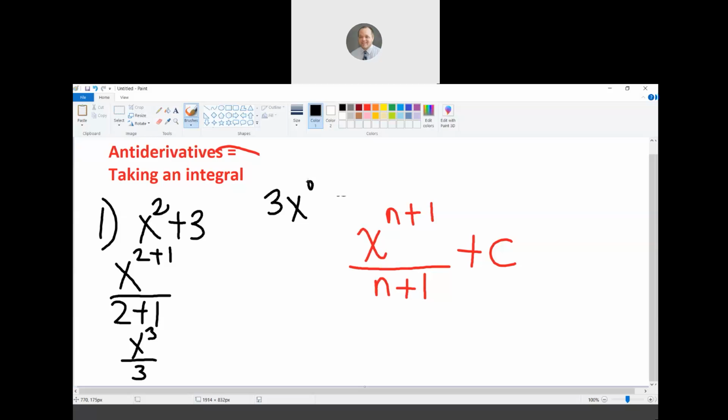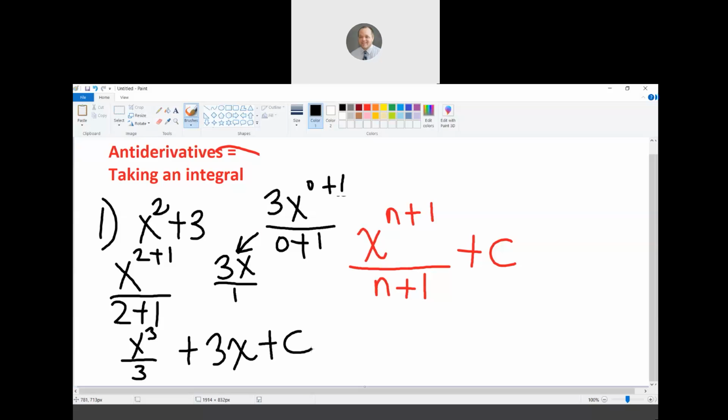Undo the power rule with this term also by adding 1 to the original exponent. And following our rule here in red, we divide our antiderivative by our new exponent, 0 plus 1. So that's going to be 3x to the first power, or just 3x, all over 1. And that is just 3x. And anytime you're taking the antiderivative, put a plus c to represent any possible constant.